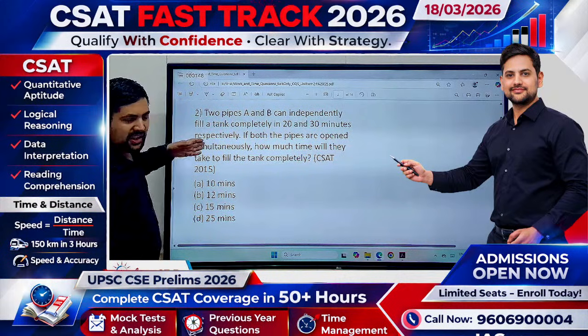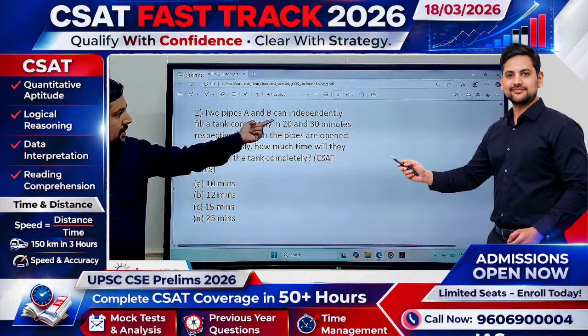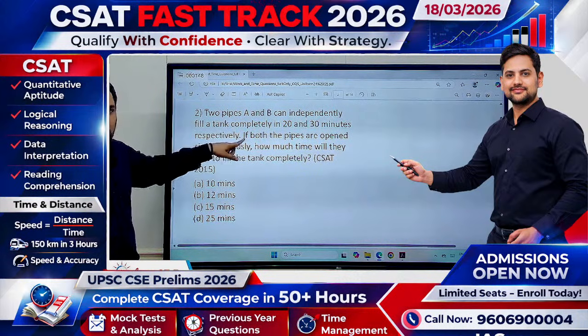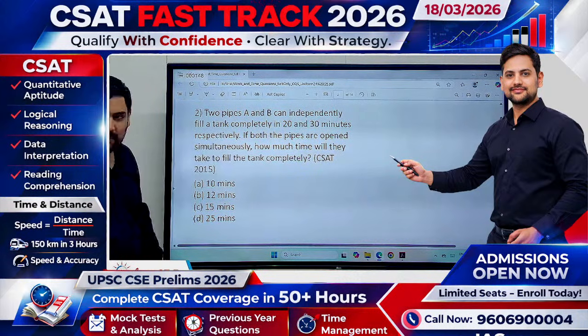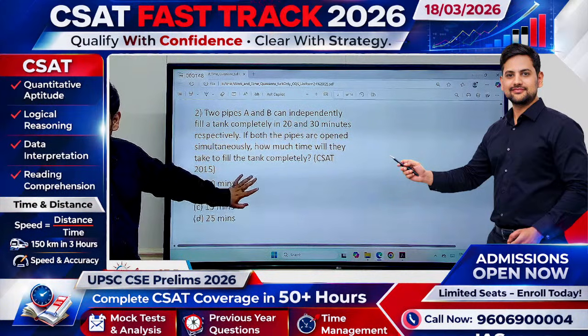This, I think this also you can do. Same thing is there, just in 2 pi form. 2 pi forms, A and B can independently do it in 20 and 30 minutes respectively. If both of them are open together, in how much time they will completely fill the tank? Anybody who feels we should do this also? Okay, so we can move forward.